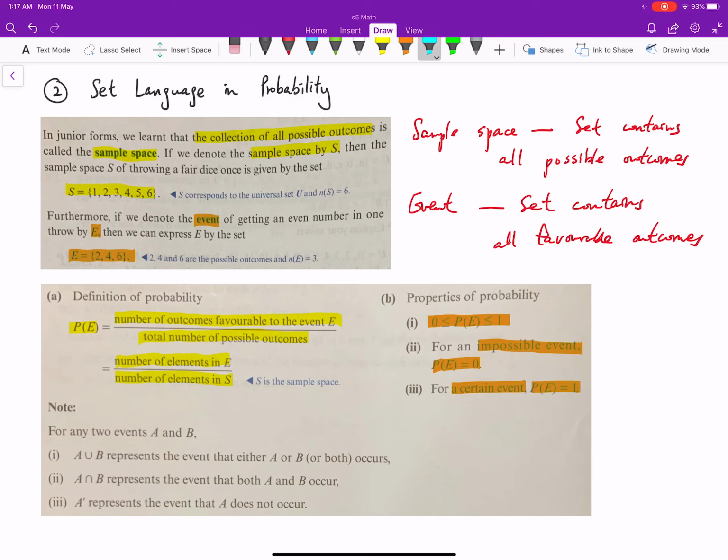For notation, for any two events, A union B means the event either A or B occurs. Like in the Venn diagram, the concept is the same. A intersect B means you need to have both A and B occur. And A dash is the event that A does not occur, that means the complement of A.